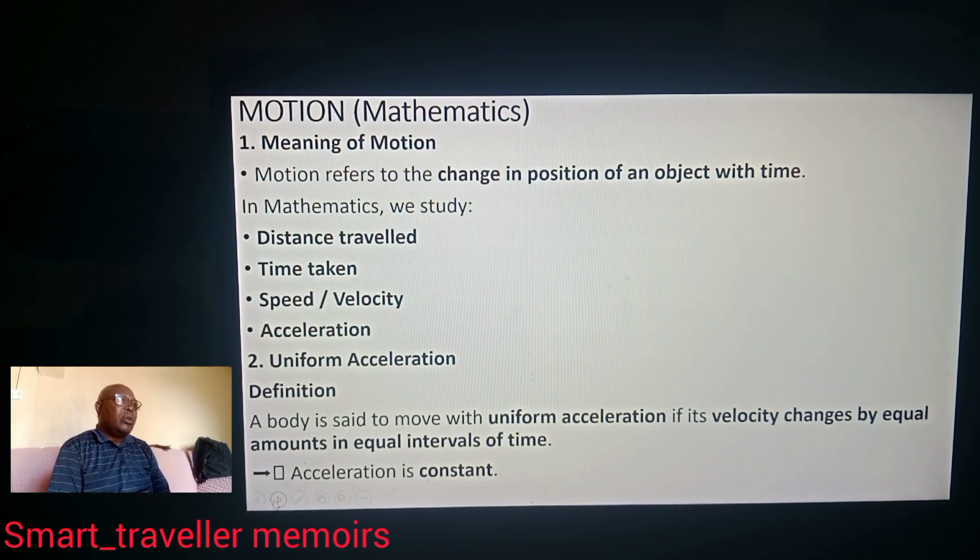Number 2, uniform acceleration. Definition. A body is said to move with uniform acceleration if its velocity changes by equal amounts in equal intervals of time. That is, acceleration is constant.